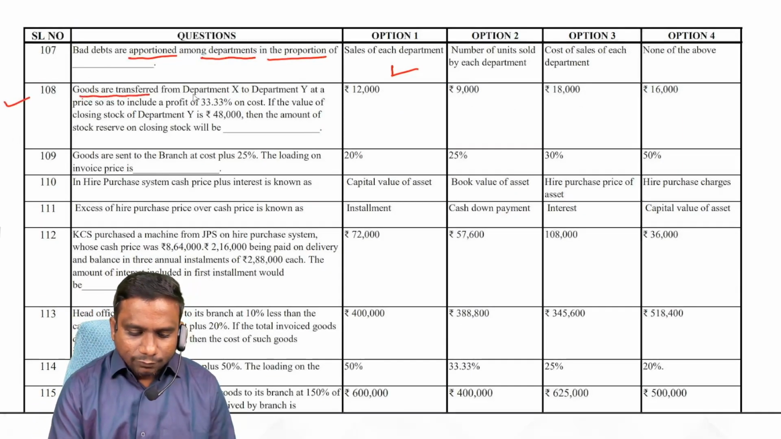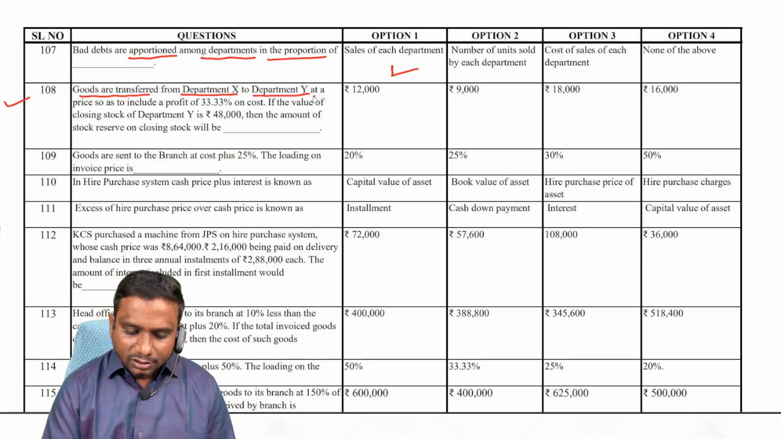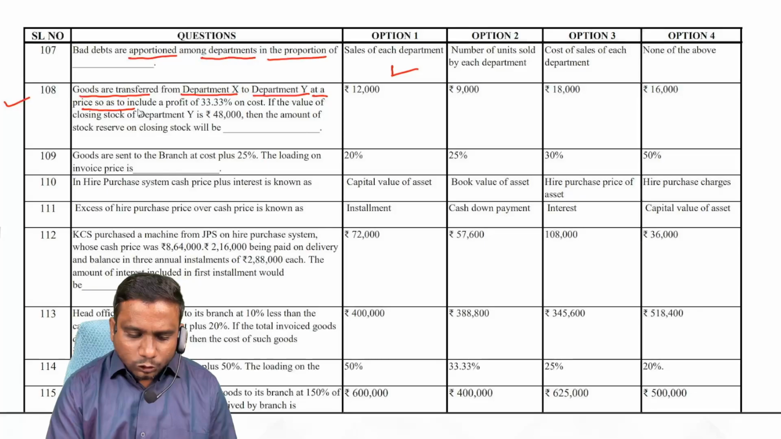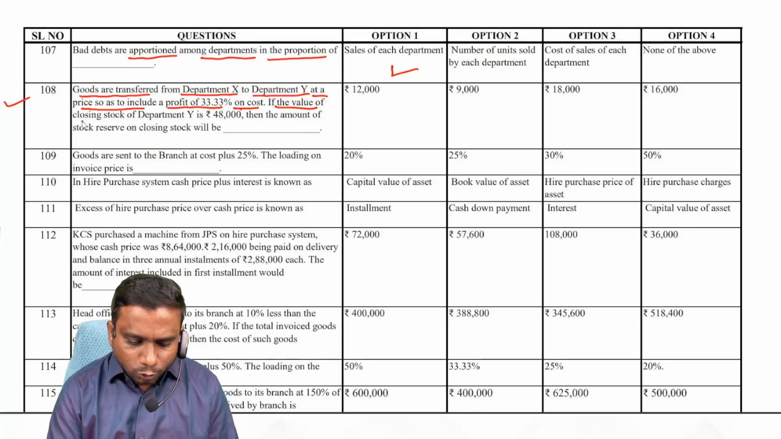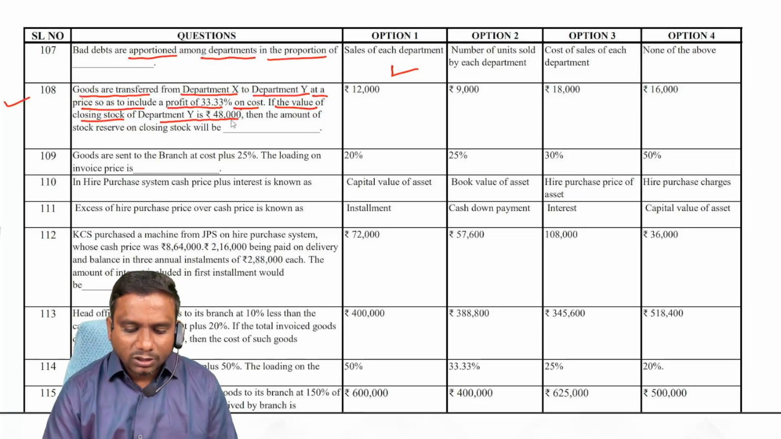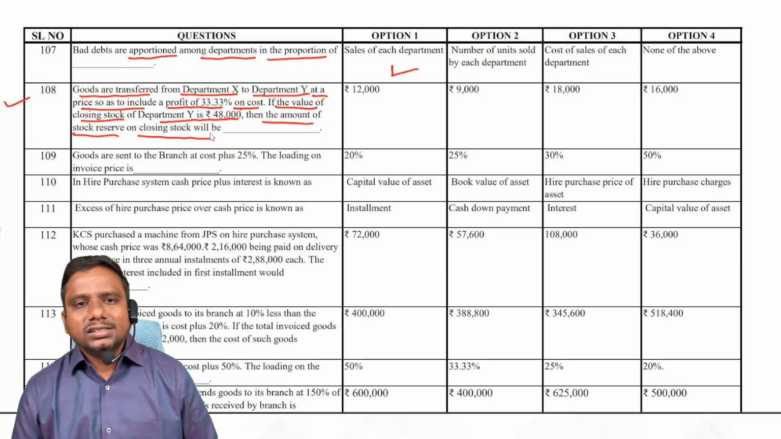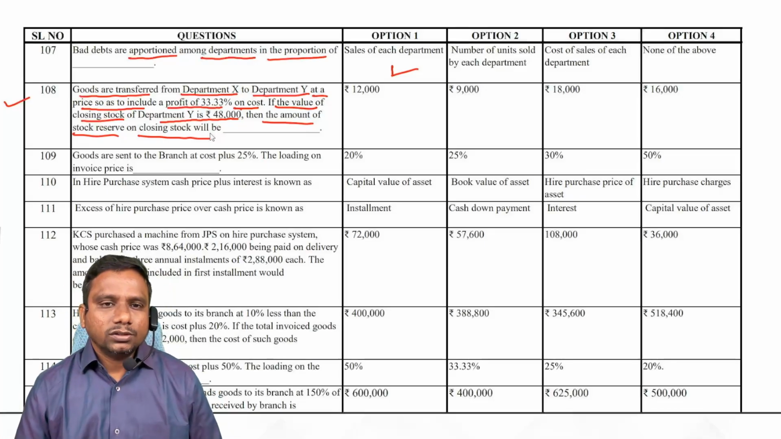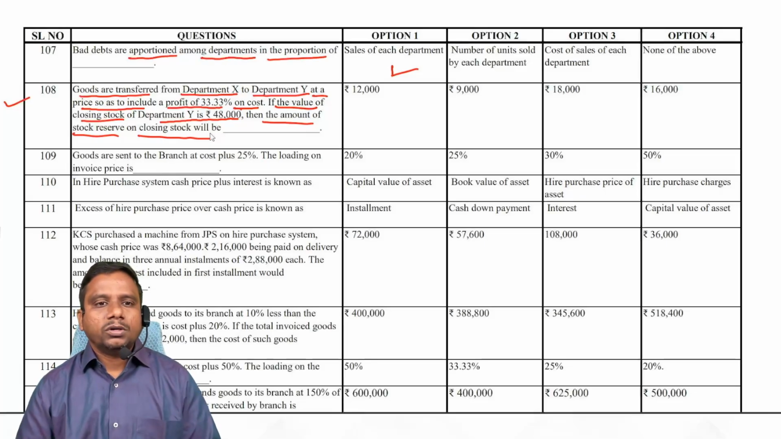Goods are transferred from department X to department Y. Okay. Internal transfer, interdepartmental transfer also. At a price so as to include a profit of 33 1 by 3 on cost. If the value of closing stock of department Y is 48,000, then the amount of stock reserve on closing stock will be, because it is an interdepartmental transfer, so we have to eliminate the profit at the end of the year in the form of stock reserve.